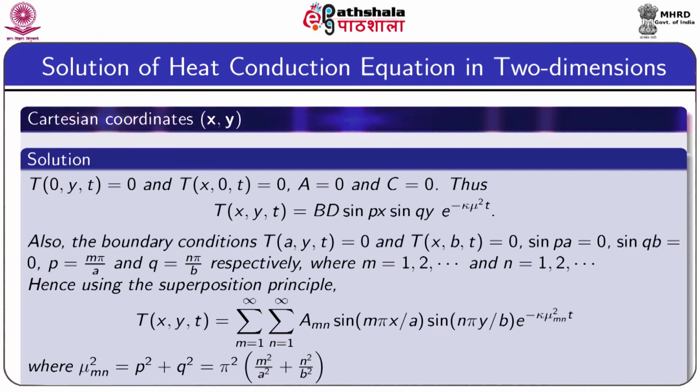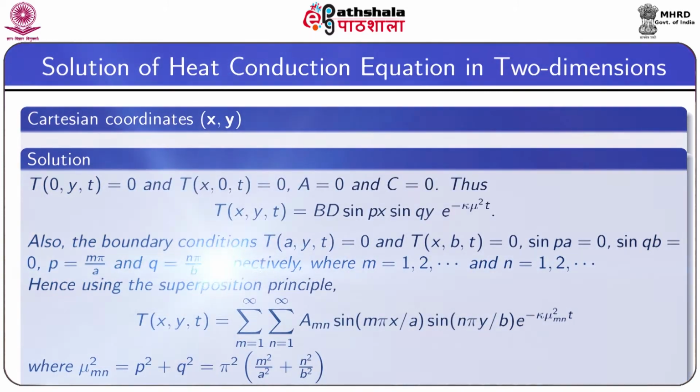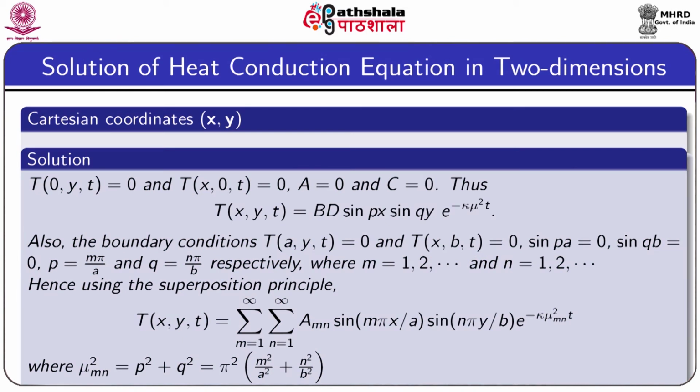Now using the superposition principle, since the heat equation is a linear partial differential equation, we can apply the principle of superposition to find the solution in the form capital T equals sum over m, sum over n, a_mn sin(m pi x by a) sin(n pi y by b) e to the power minus kappa mu_mn square t, where mu_mn square equals p square plus q square, which equals pi square into (m square by a square plus n square by b square).